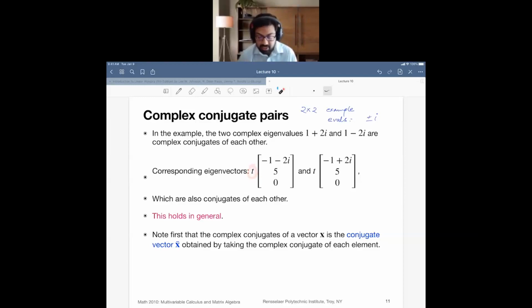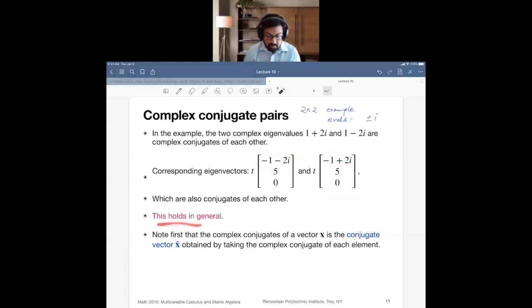You had some arbitrary t multiplied by that vector for the first case, and some arbitrary value t multiplied by this eigenvector for the second case. And again, these are also complex conjugates of each other. Real values don't change. However, complex values are appearing in complex conjugate pairs.